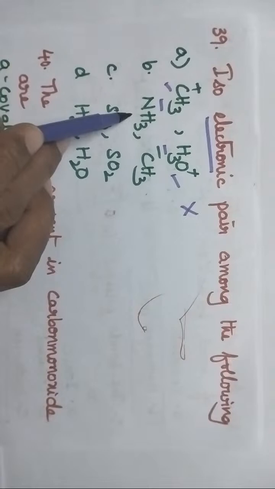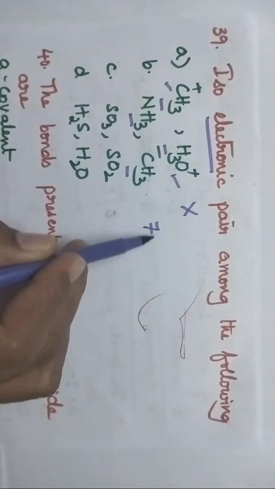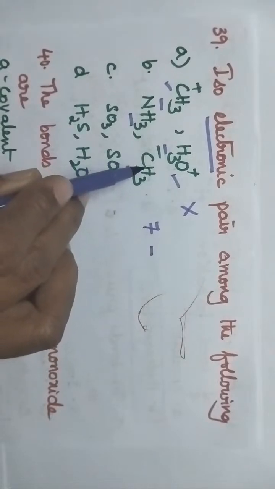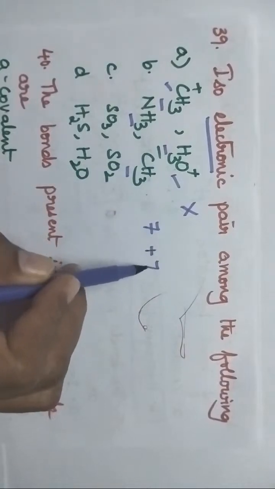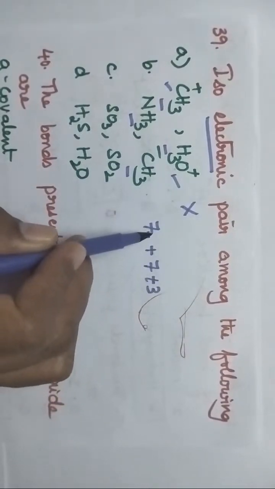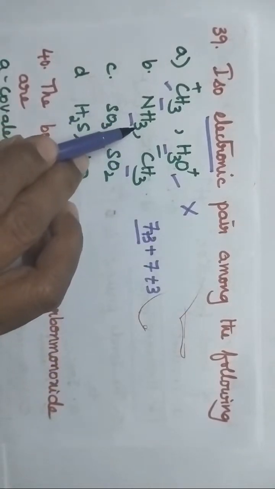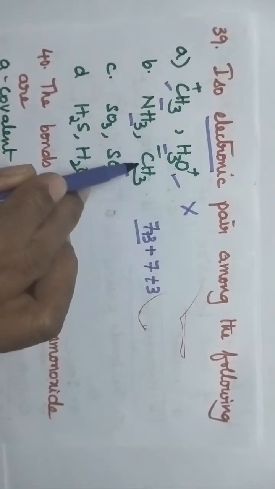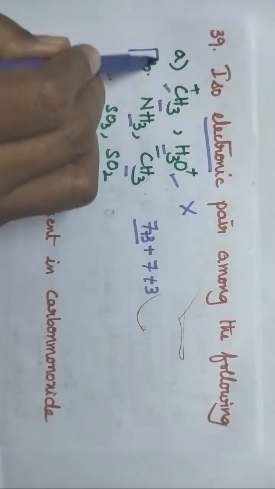Coming to option B, NH3 and CH3 minus. Here nitrogen is present, its atomic number is 7. So number of electrons will be 7. And coming to the carbon, its atomic number is 6, so 6 electrons are present, but with the minus, 1 extra electron is present. So here ammonia contains 7 electrons and CH3 minus also contains 7 electrons. So option B is the right answer.